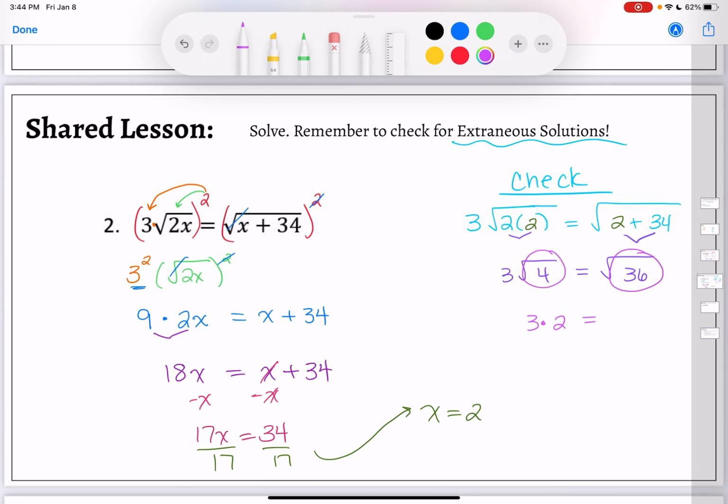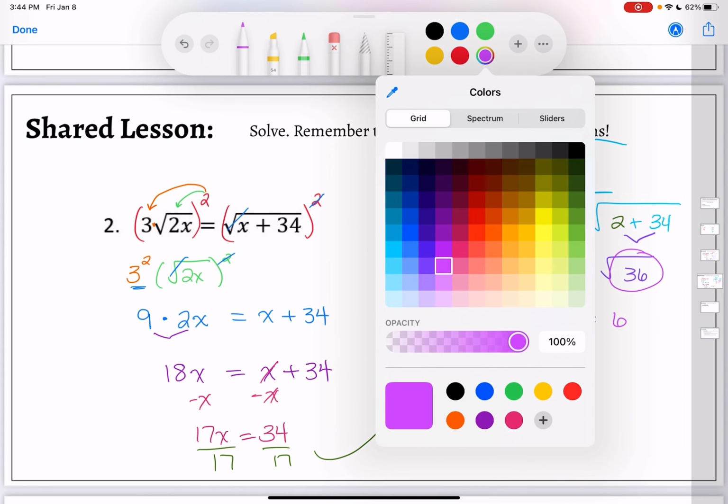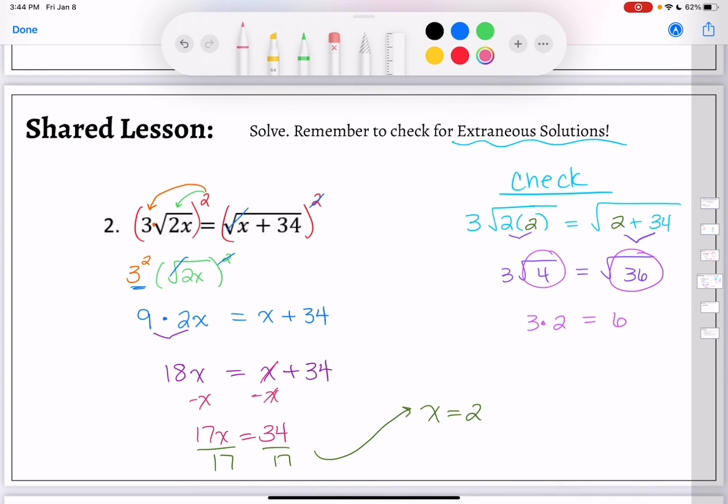Square root of 36 is a perfect square. And the square root of 36 on the right is a perfect square, I get 6. 3 times 2 is 6. So 6 equals 6. This is a good solution. X equals 2 is a correct answer.